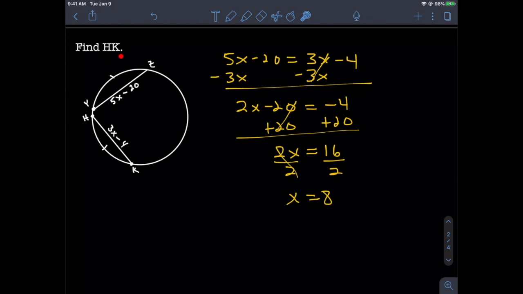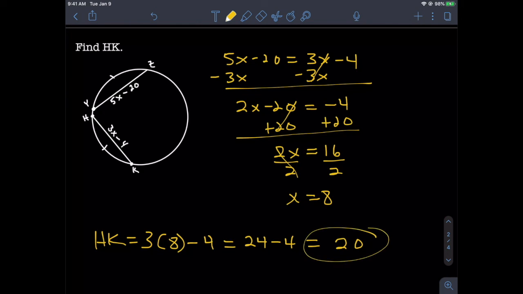But again, we are not done. We wanted to find HK. HK is expressed as 3x minus 4, so let's plug in 8 for x in 3x minus 4. HK equals 3 times 8 minus 4. We evaluate. 3 times 8 is 24. Then we take away that 4 to give us the length of HK as 20. Excellent. And so that's everything.